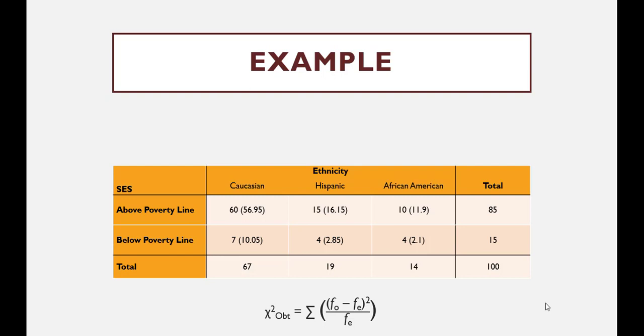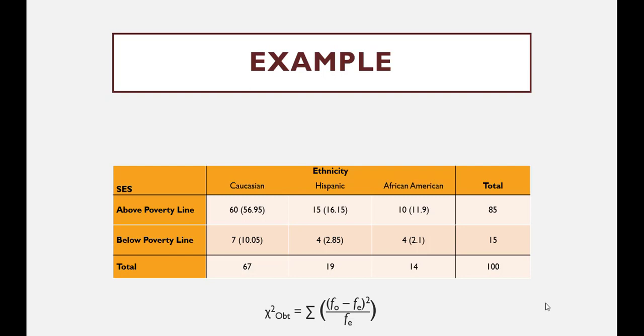Now, we are interested in the deviations, so frequency observed minus frequency expected. And in fact, when you look at the chi-square obtained, we see that that is the numerator, is that deviation, that difference between the expected value and the observed value. And when we look at Caucasian, we see that that value is above the expected value. So it may be, if we find this is significant, that there are more Caucasian individuals above the poverty line than we would expect if they were equally distributed.